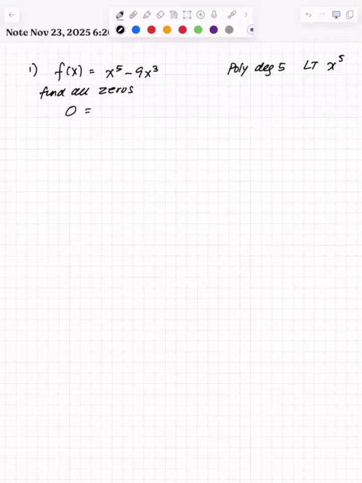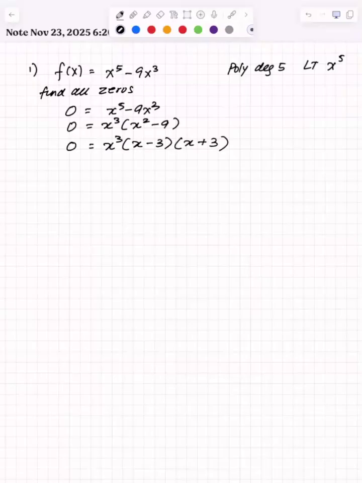So we set y equal to 0, and let's factor this by GCF. I'm going to factor out x cubed, and x squared minus 9 for the factors. It's a difference of squares: x minus 3 times x plus 3. So we have three things equal to 0. That means x is equal to 0, or x is equal to 3, or x is equal to negative 3.